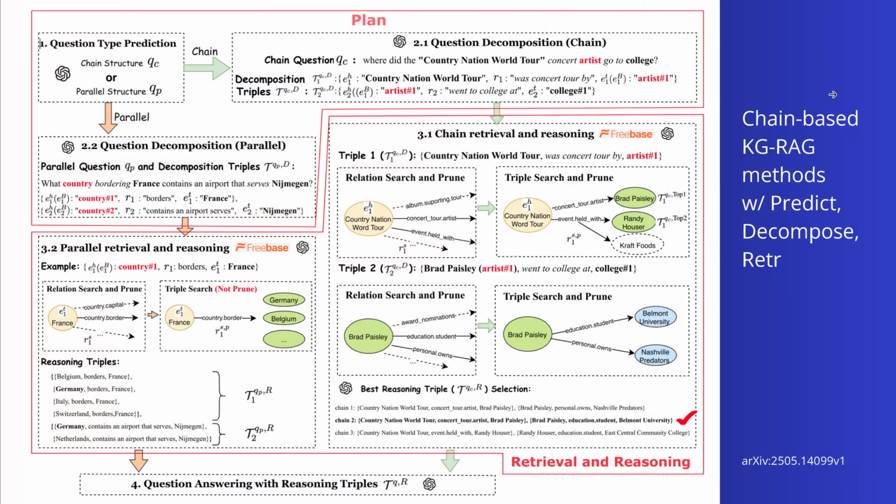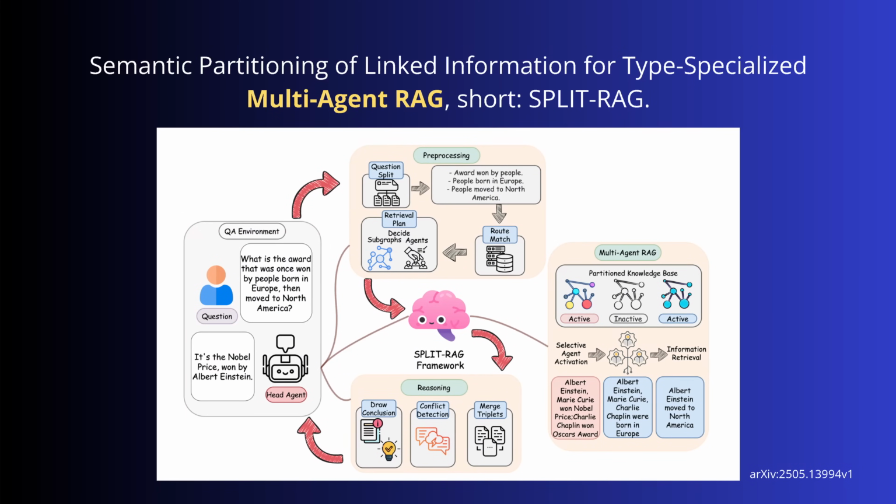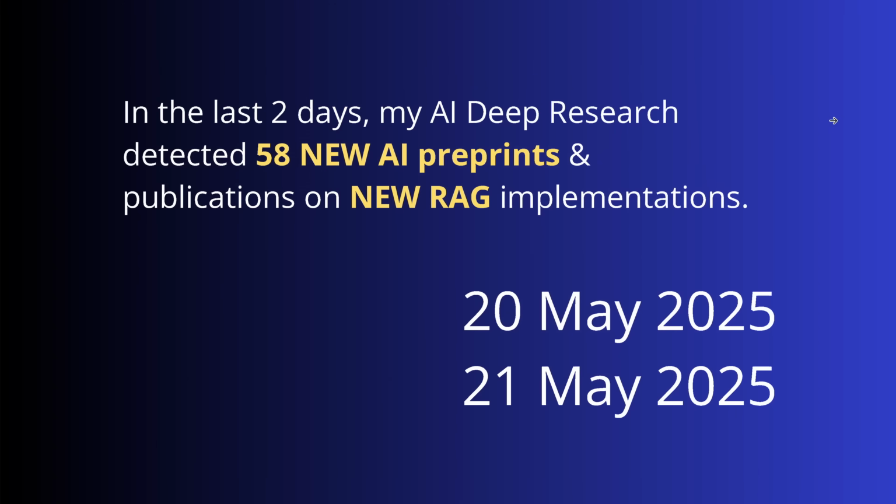Let's explain it. Well, of course, we could start here immediately with a chain-based knowledge graph RAG methodology, or we go with a multi-agent RAG with a semantic partitioning of linked information for type-specialized split RAG. But you know what? It is amazing. In the last 2 days, my AI deep research detected 58 new AI research preprints. This means new RAG implementations in 2 days. Those are the 2 days, and we will have a look at about 1 or 2 dozen of them.